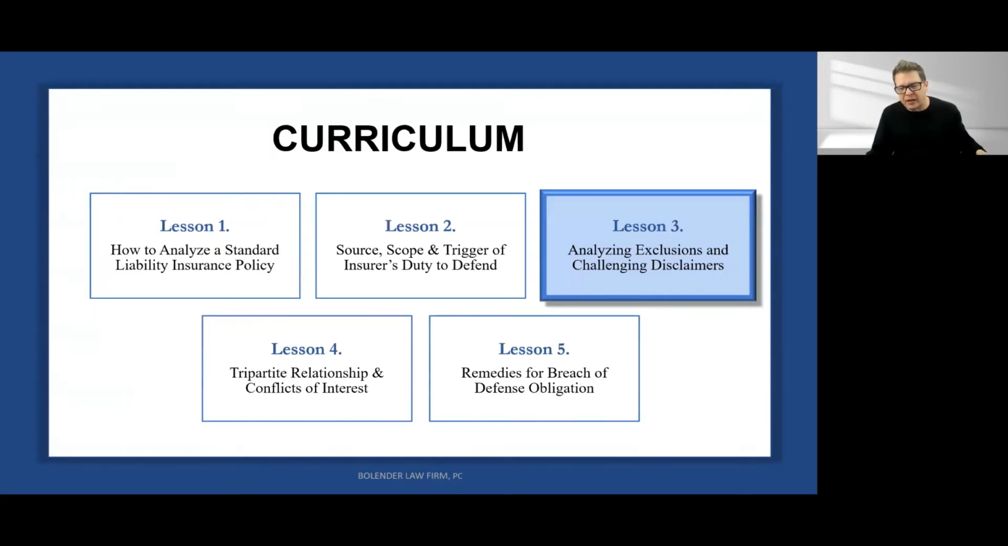That completes lesson 2. In lesson 1, we sharpened our contract analysis skills. In lesson 2, we learned about the policyholder's right to be lawyered up. Let's now turn to lesson 3 and look at exclusions and how to evaluate and challenge a denial of coverage.